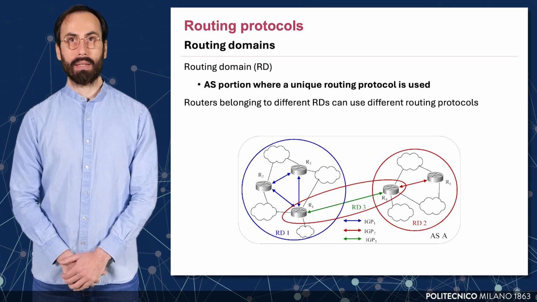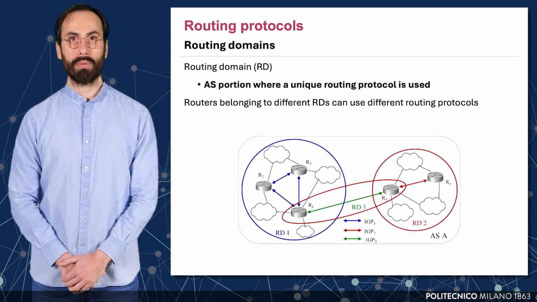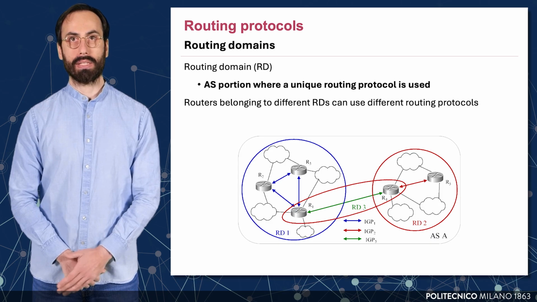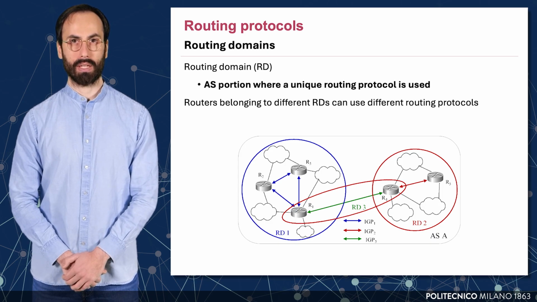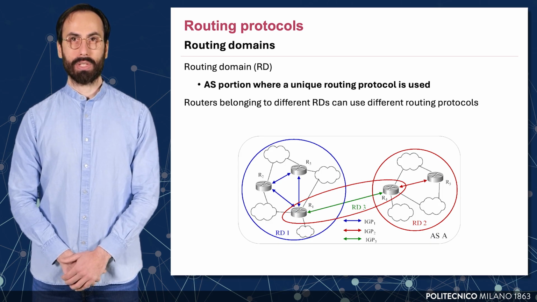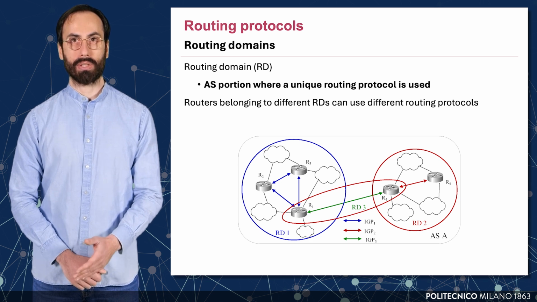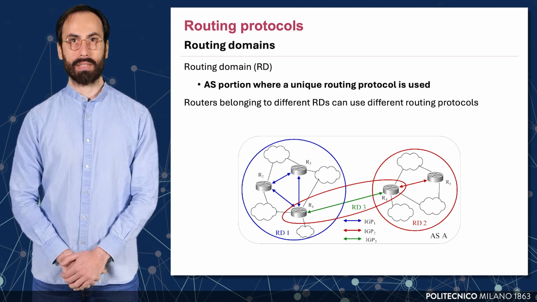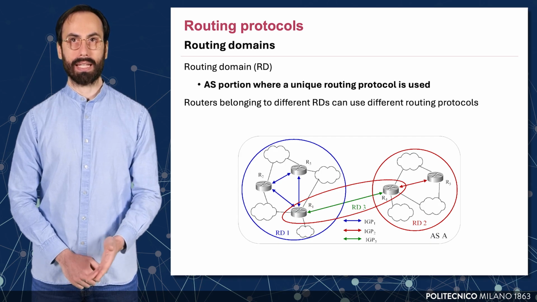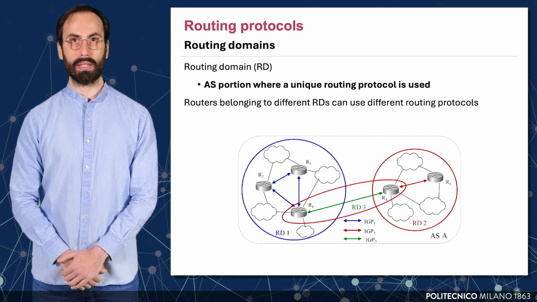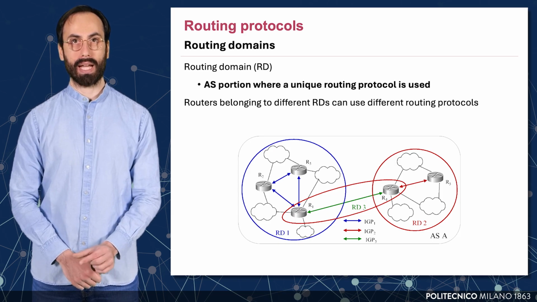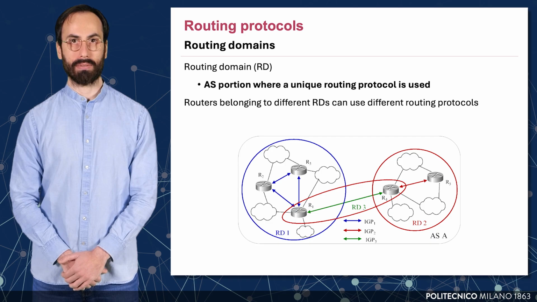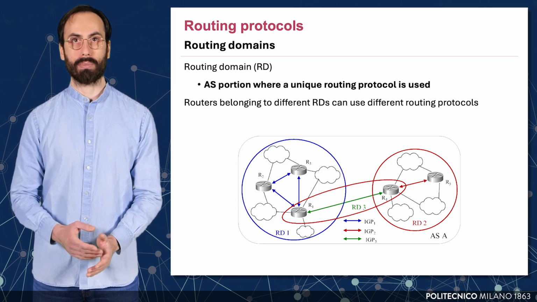A routing domain, or RD, refers to a portion of an autonomous system where a single consistent routing protocol is employed. Within each RD, routers exchange routing information using the same interior gateway protocol, such as OSPF or RIP. In the illustration, we see AS-A partitioned into three routing domains. RD1 and RD2 each run a different IGP, labeled IGP1 and IGP2, respectively. RD3 connects these domains and facilitates communication between them.